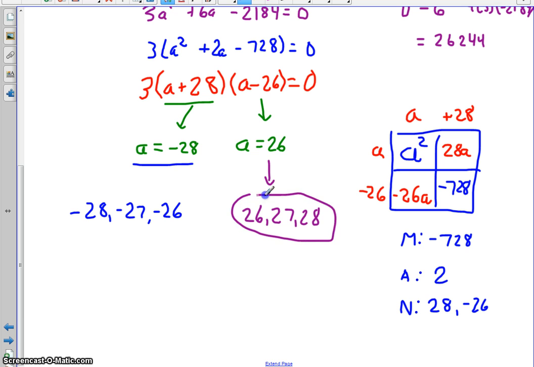So I have two possible sets of answers, and each of them are going to be three consecutive integers starting with my values of a. So the answers can be 26, 27, 28, or negative 26, negative 27, and negative 28.